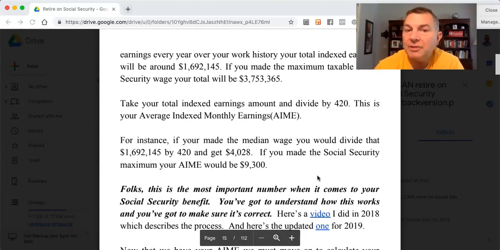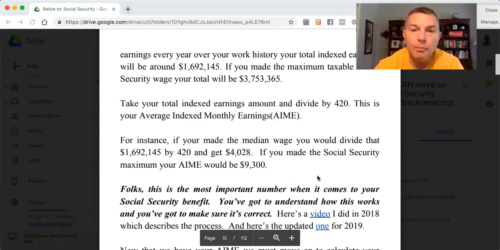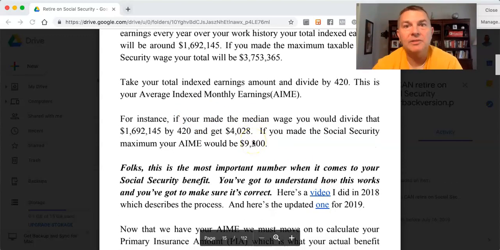Take your total indexed earnings and divide by 420. This is your average indexed monthly earnings. For instance, if you made another typo. So this is why you read this stuff out loud, man.